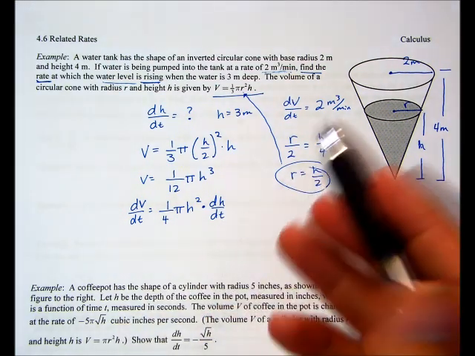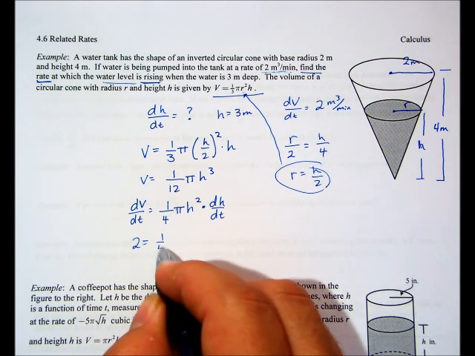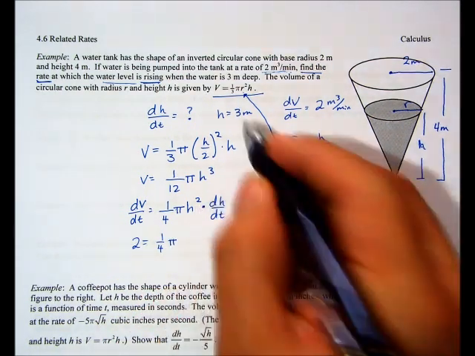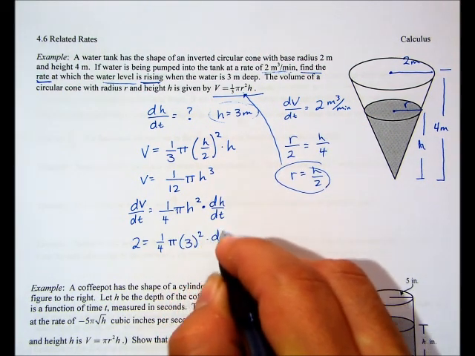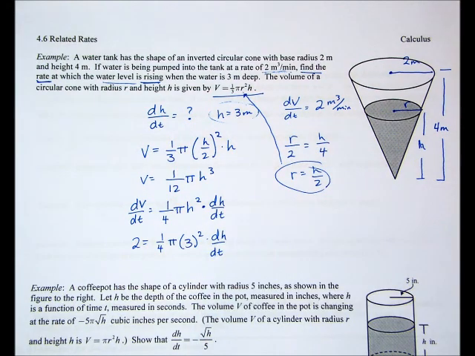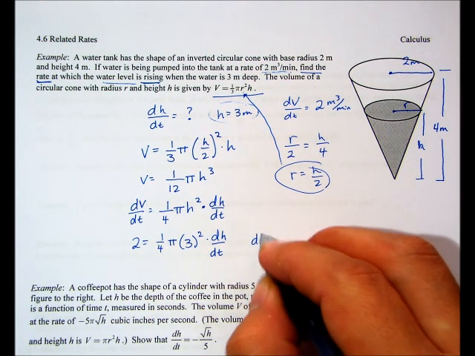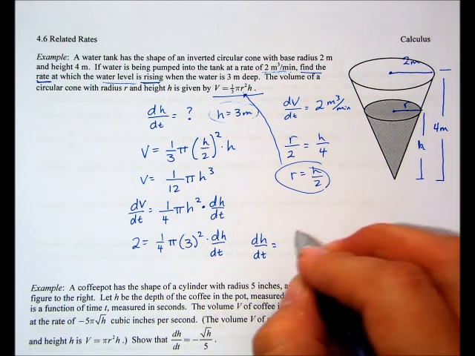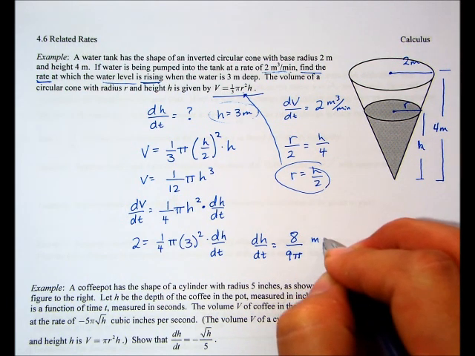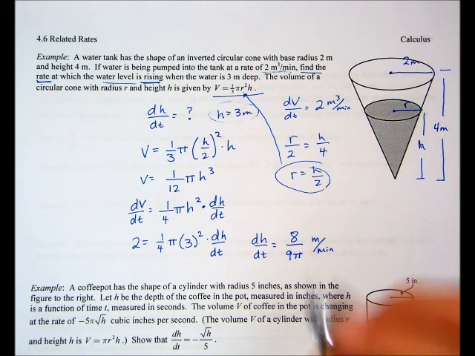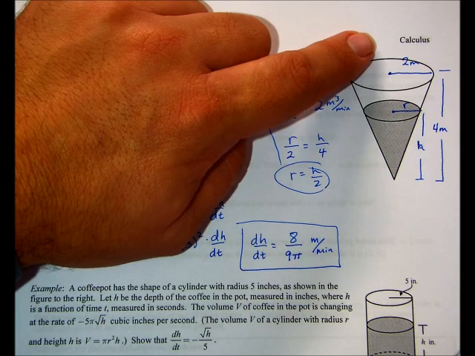Now that I have this, I'm going to plug in what I know. I know dV/dt is 2, so this is 2 equals 1/4 pi. h is going to be 3. We get that from here. And dh/dt is what we're looking for. And now all we're going to do is multiply this out and divide it over. And we're going to get dh/dt is 8/(9 pi) meters per minute. And it makes sense that this is positive because we're filling up the cone.